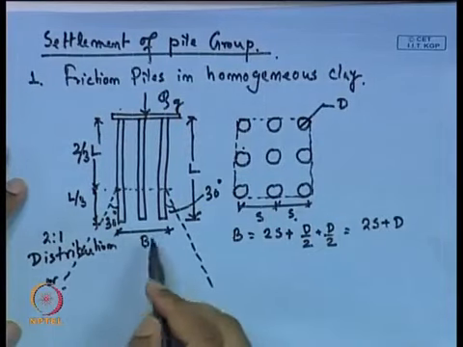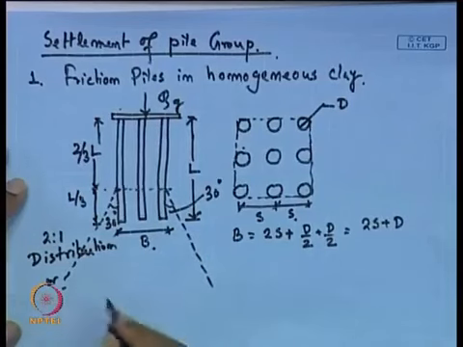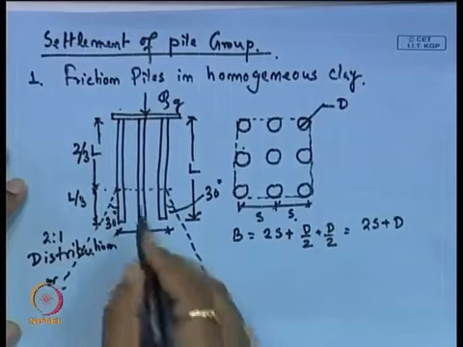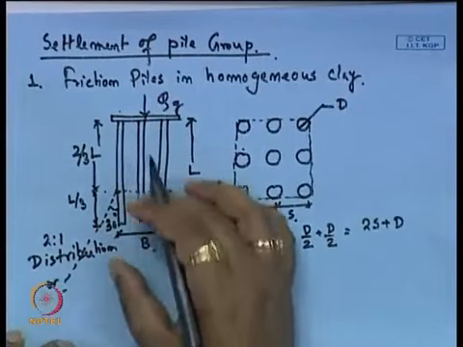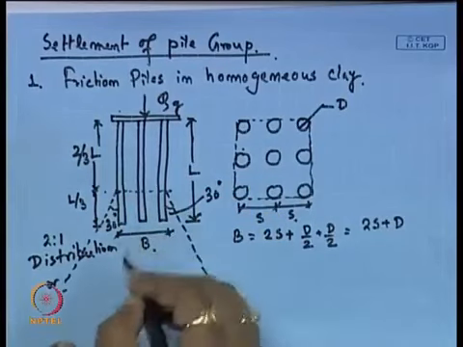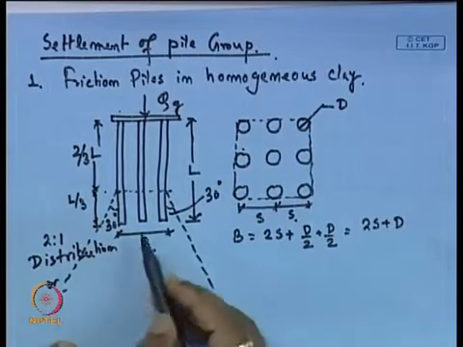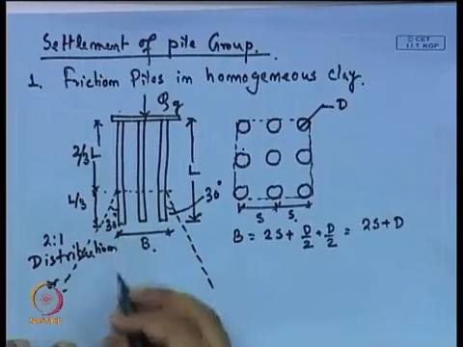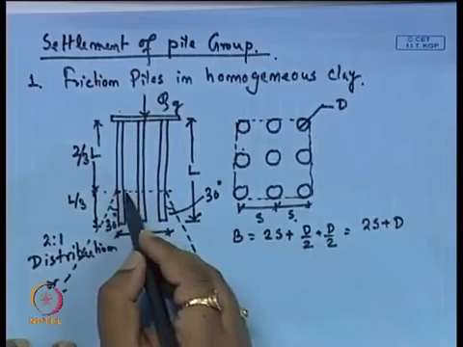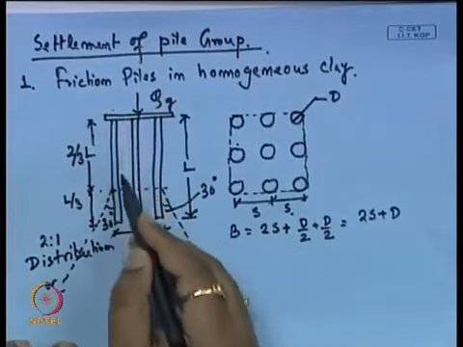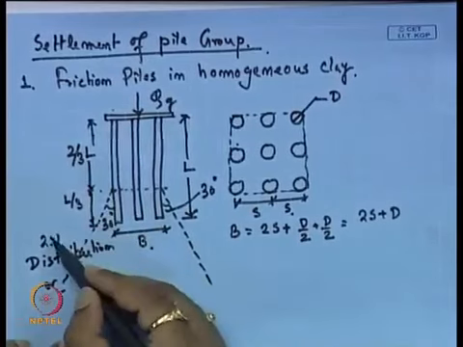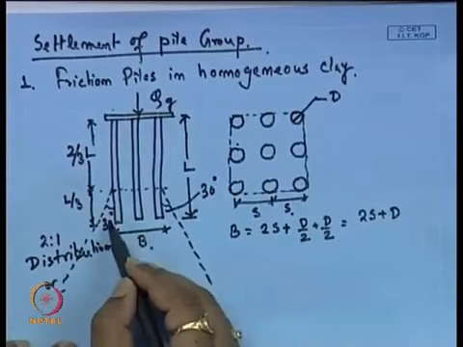So, then this total influence zone will be twice B. We can divide that part into a number of segments, and at each segment center we have to calculate the stresses, and then we will calculate the settlement, as we have discussed for the raft settlement calculation, as if that raft is placed at a depth of 2/3 L from the top of the pile, and the load is distributed at a 2:1 distribution or at an angle of 30 degrees.